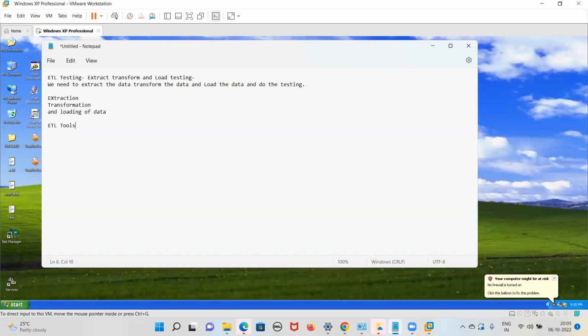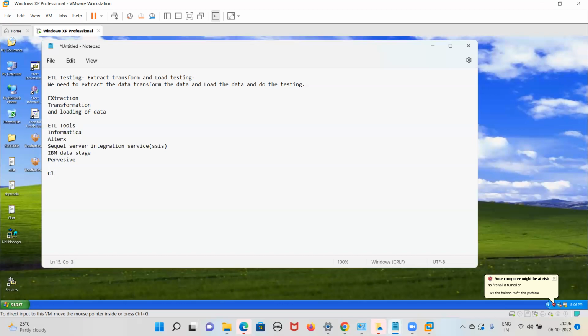So there are some ETL tools, if you would have heard. There is something called as Informatica. There is something called as Alteryx. There is something called as SSIS, SQL Server Integration Services. This is again an ETL tool. There is something called as IBM DataStage. This is again an ETL tool. There is something called as Pervasive. This is again an ETL tool. So there are so many ETL tools.